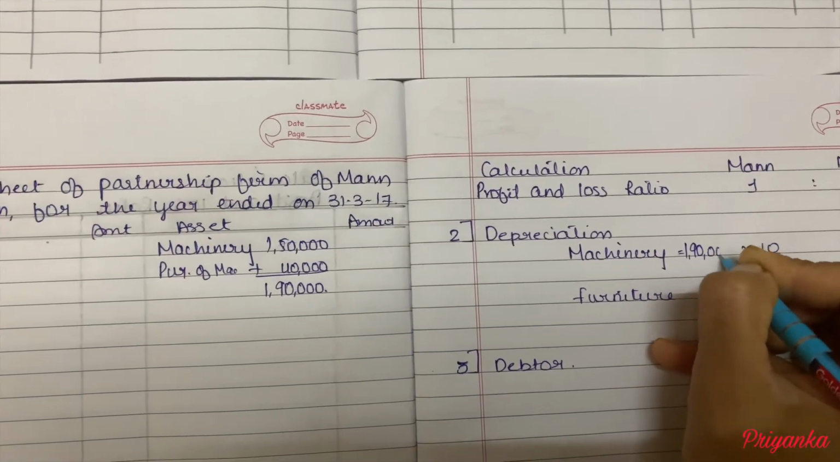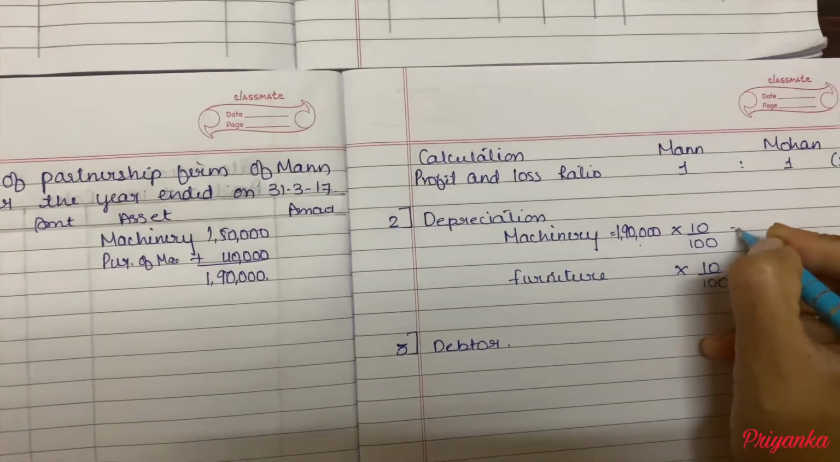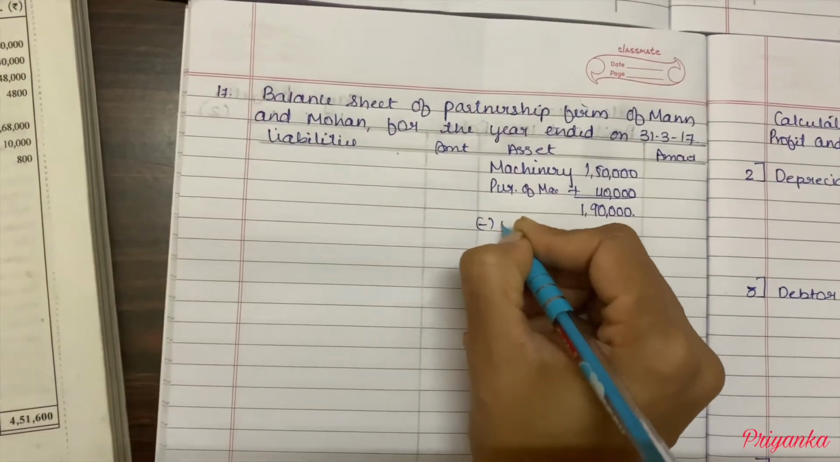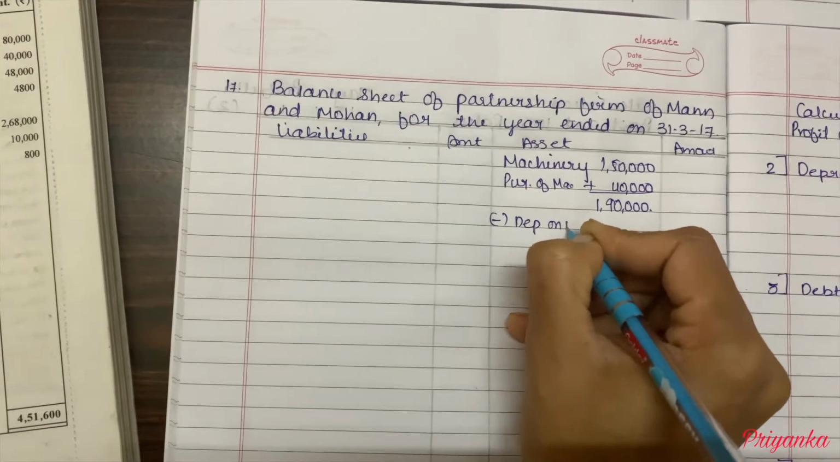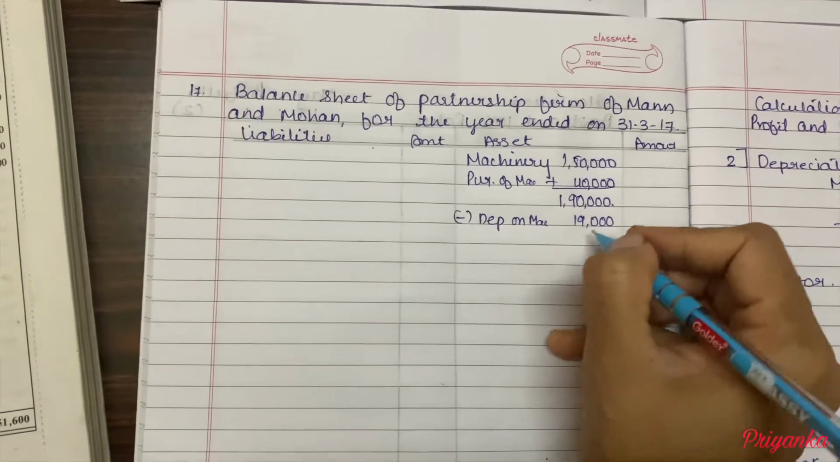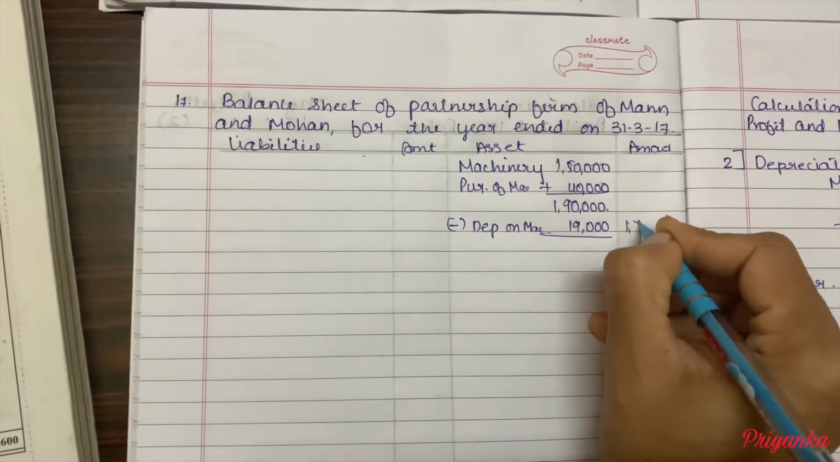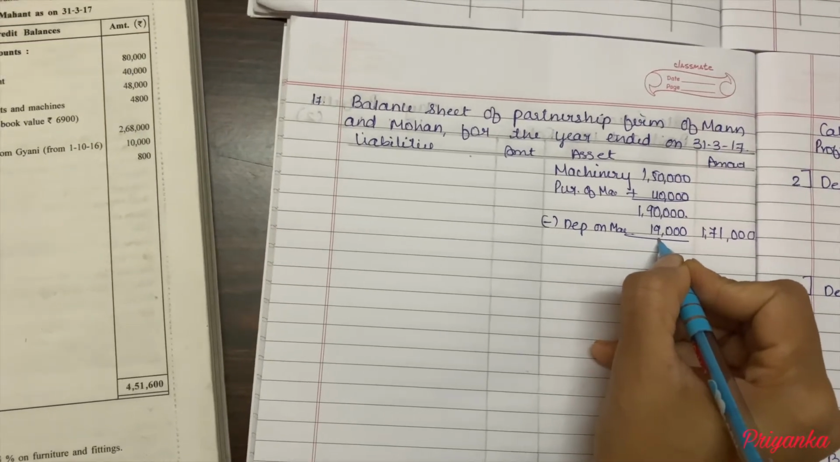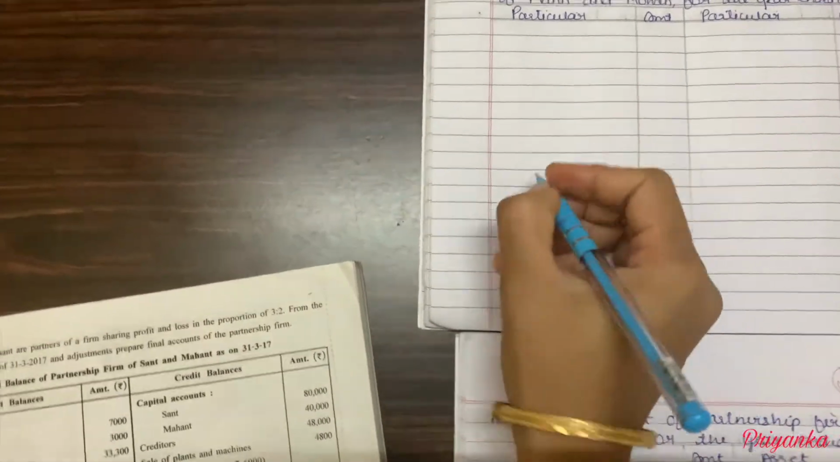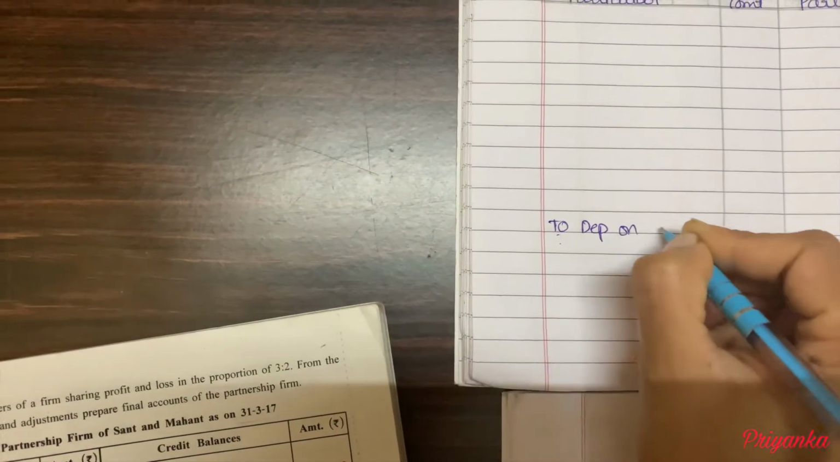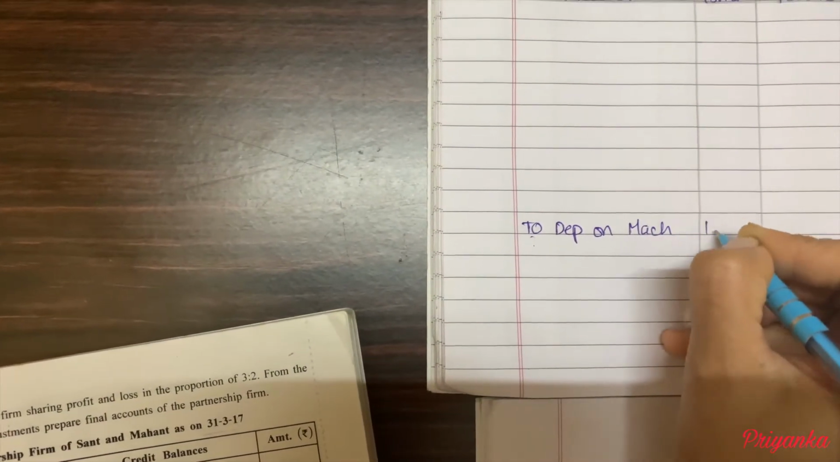For the depreciation 1,90,000 10%, here we get 19,000. So let's get it minus depreciation on machinery 19,000. Here we get the calculation 1,71,000. Take this 19,000 to your P&L debit side. Depreciation on machinery, that is 19,000.